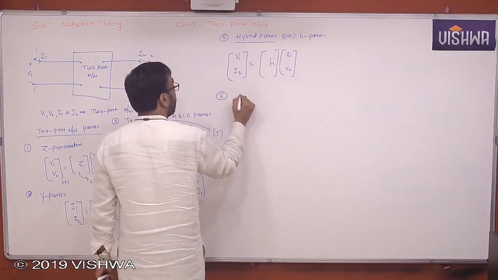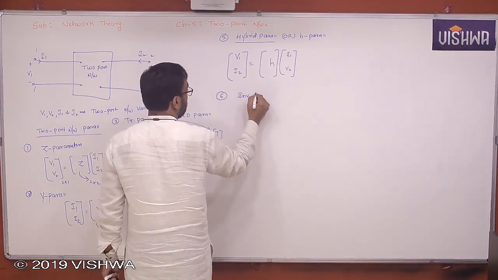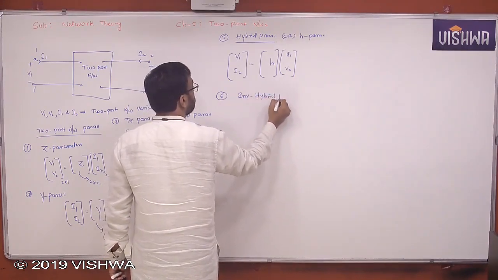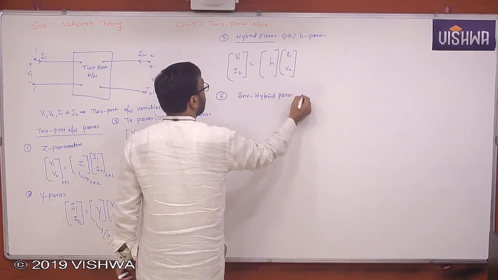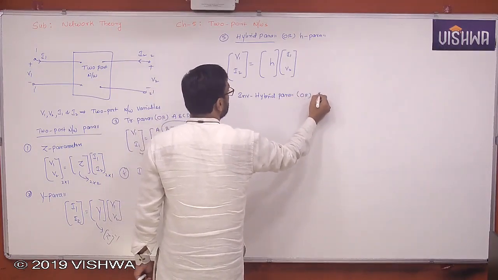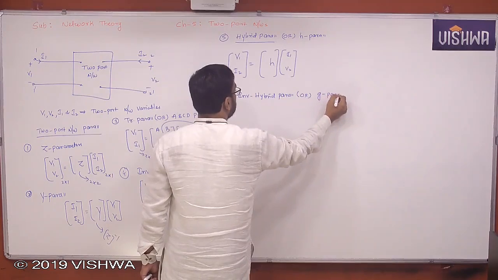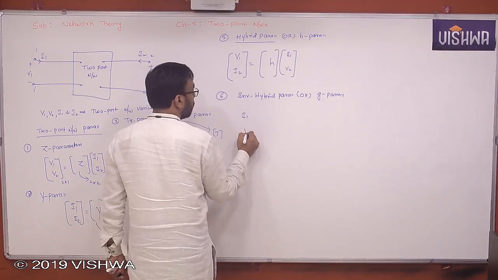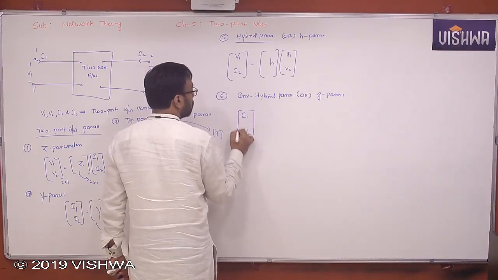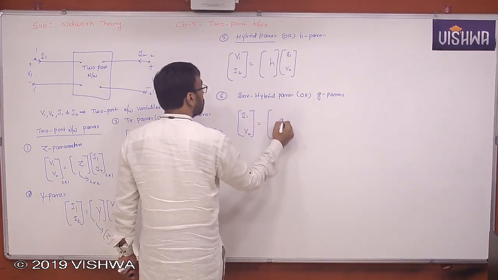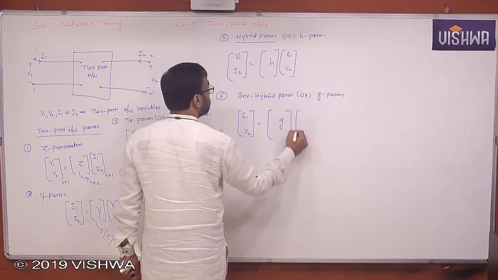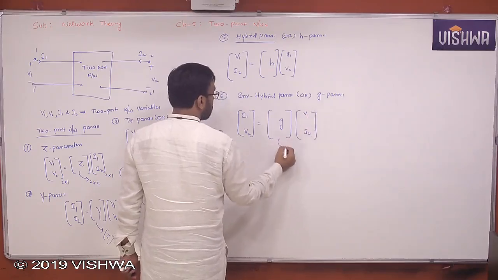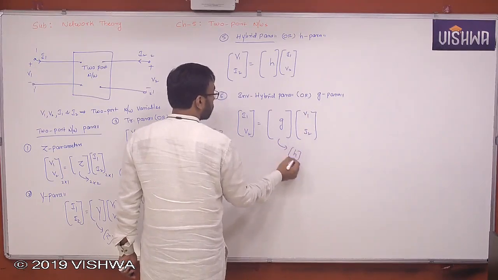The sixth one is inverse H parameters, inverse hybrid parameters, or else G parameters, you call it. You have I1, V2, equals the G matrix, times V1, I2. This is the inverse of the H matrix only.